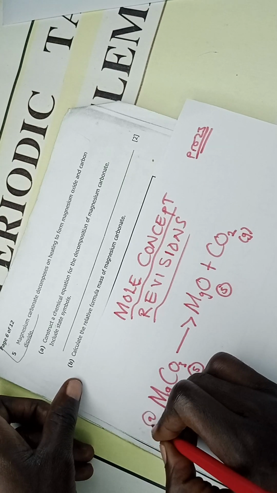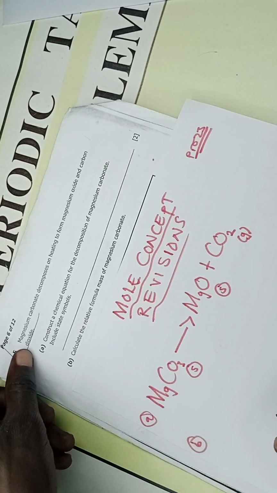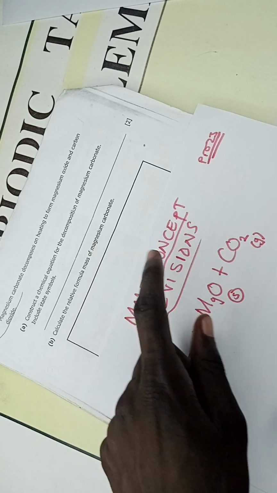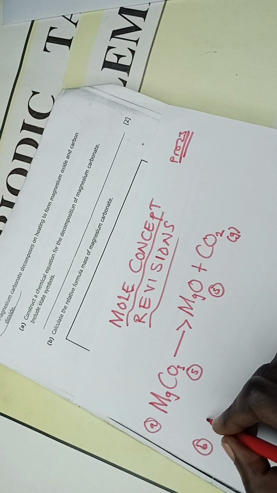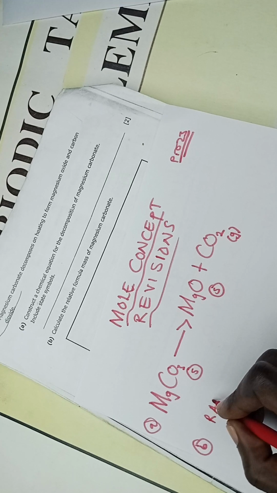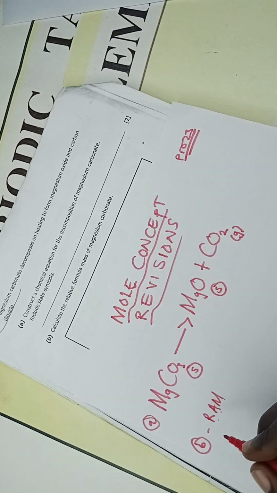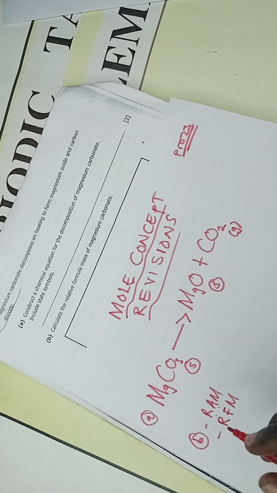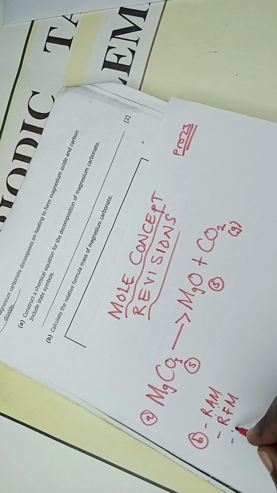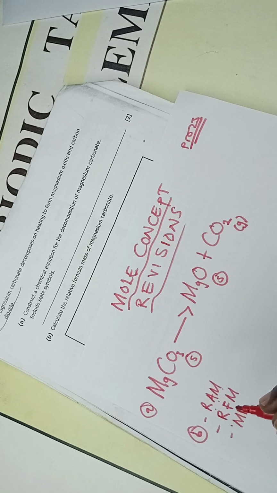This is for A. For B, calculate the relative formula mass of magnesium carbonate. The relative formula mass of magnesium carbonate. So we have three things. We have what we call the RAM, which is the relative atomic mass. We have the other one, which we call the relative formula mass. We also have what we call the Mr, or in short, the relative molecular mass.